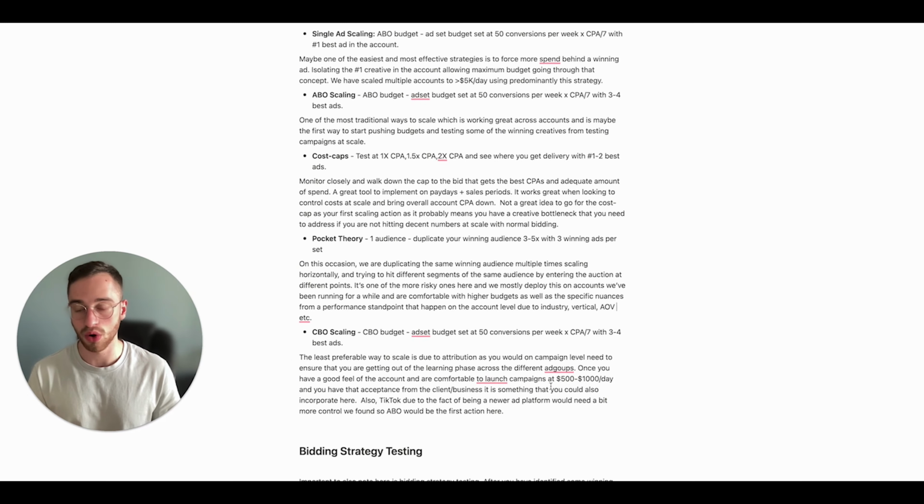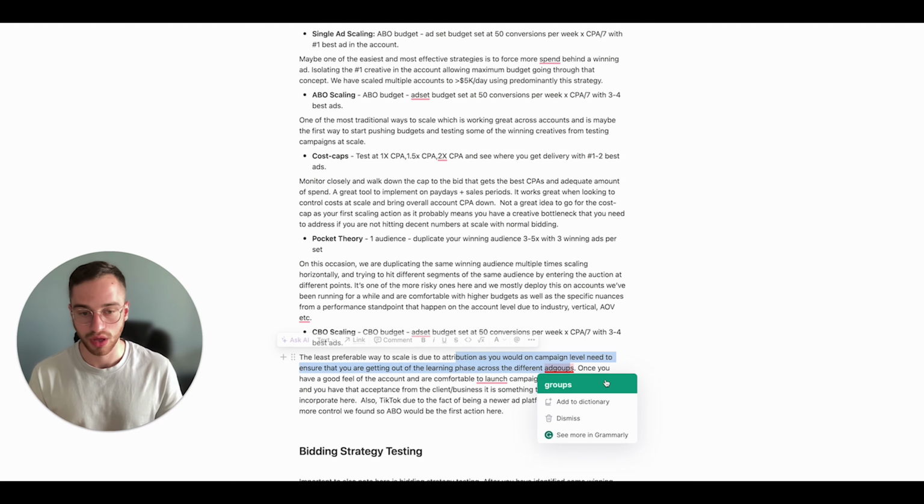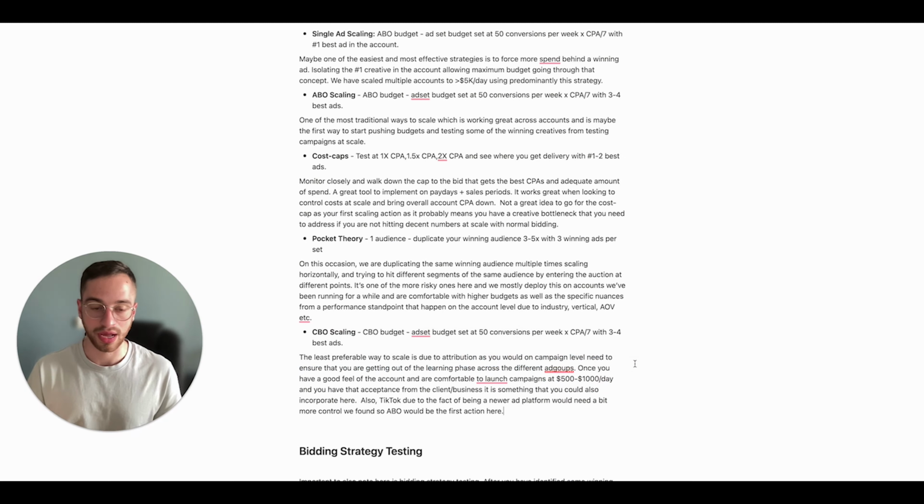And last, the CBO. Honestly, I've used that a handful of times due to the amount of spend that it requires to get out of the learning phase. And second, I don't really trust the TikTok ad machine learning as much as Facebook. So it's basically, as I said, due to attribution, you will need on a campaign level to ensure that you're actually getting out of the learning phase in every ad set.